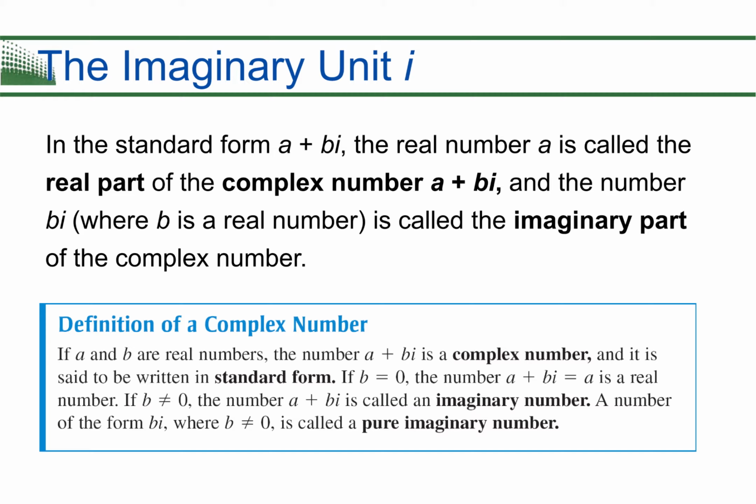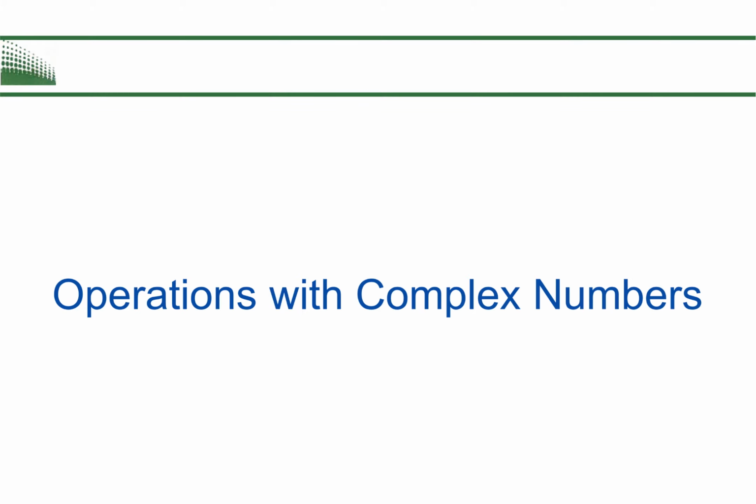And so you've got the definition of a complex number. If a and b are real numbers, the number a plus bi is a complex number and is said to be written in standard form. If b equals 0, the number a plus bi is equal to a. If b does not equal 0, the number a plus bi is called an imaginary number. A number of the form bi, where b does not equal 0, is called a pure imaginary number. So there's just some vocabulary to go along with that.